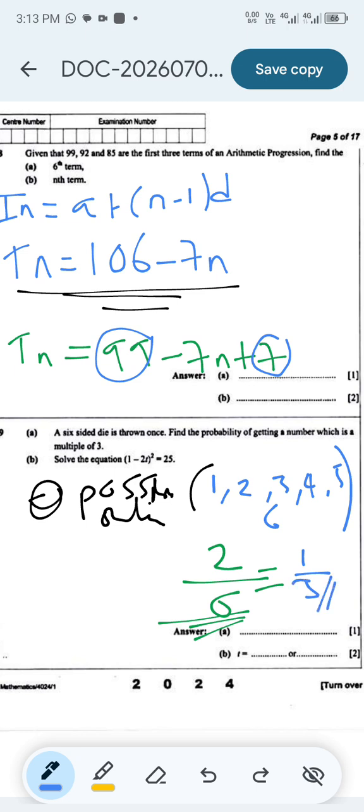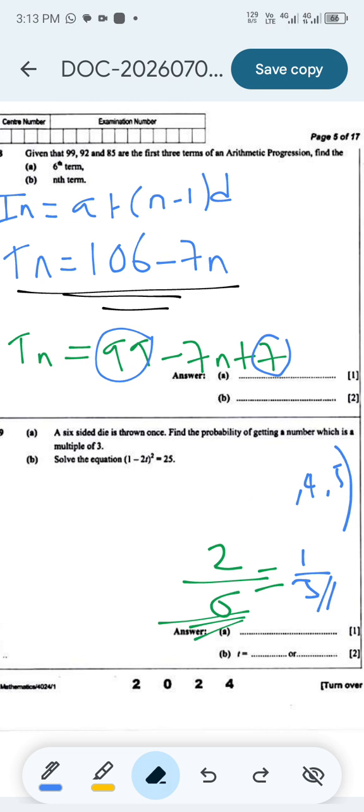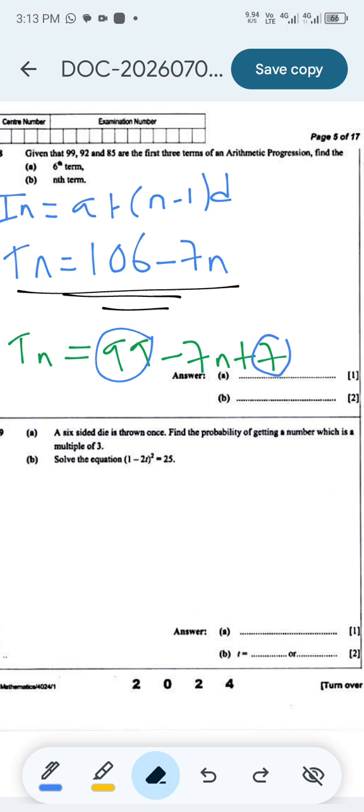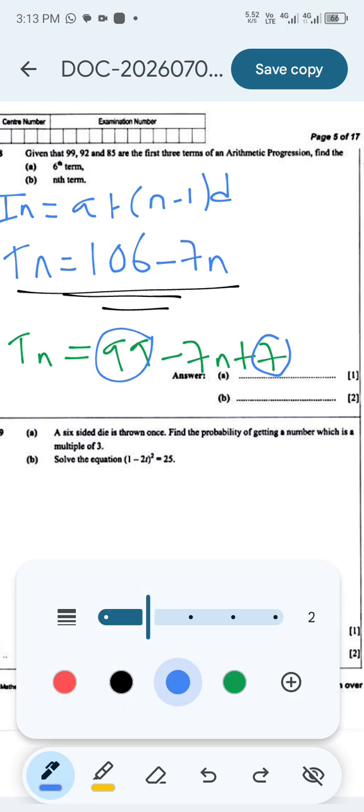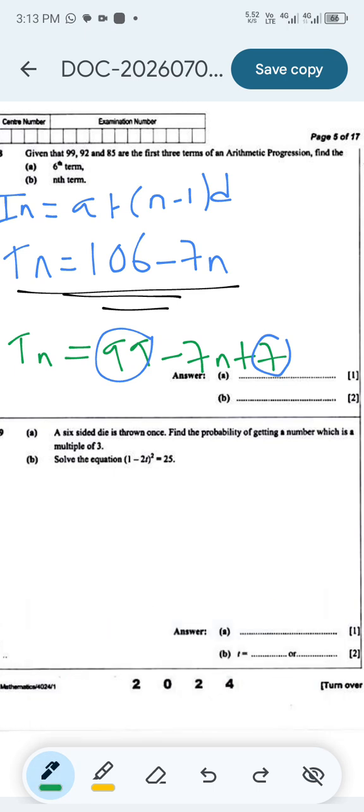Otherwise, if you leave it at 2 over 6, this is incomplete. 1 over 3 is the chance of getting a number which is a multiple of 3. Okay, so now let's do the last one. When you are dealing with mathematics paper 1, always indicate the answer. So let me just indicate it so that you also don't make mistakes.